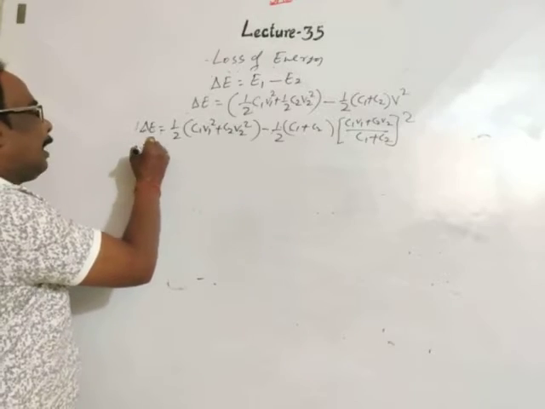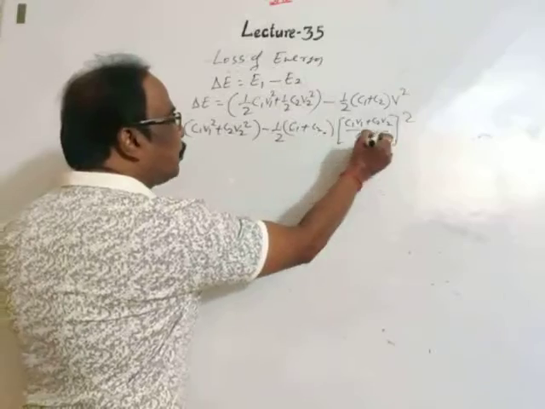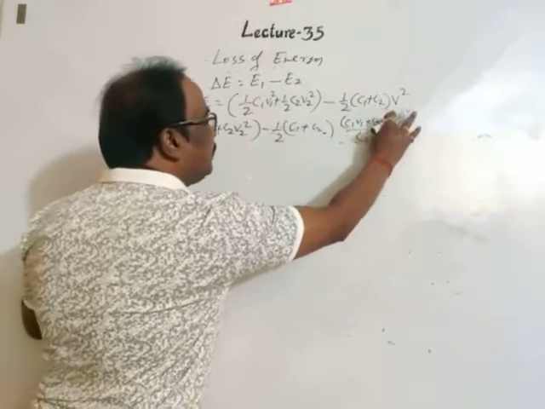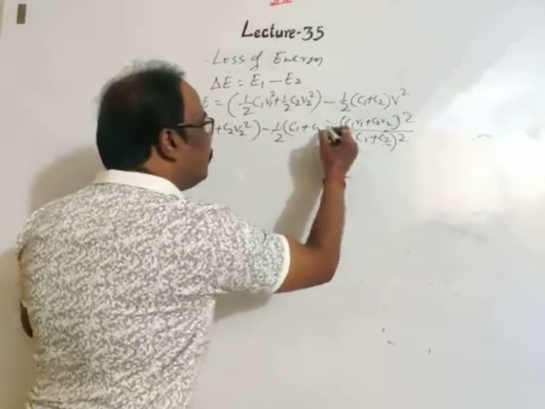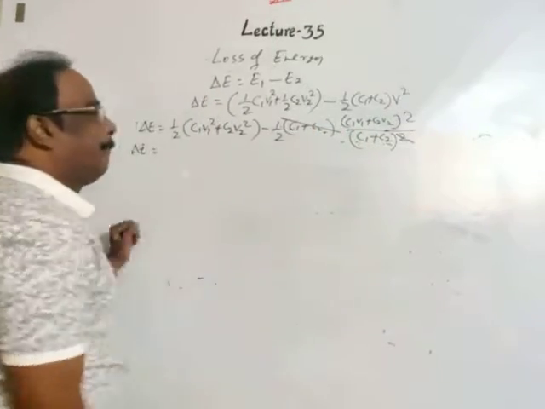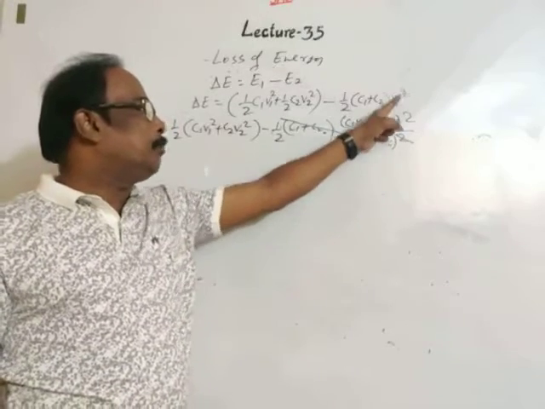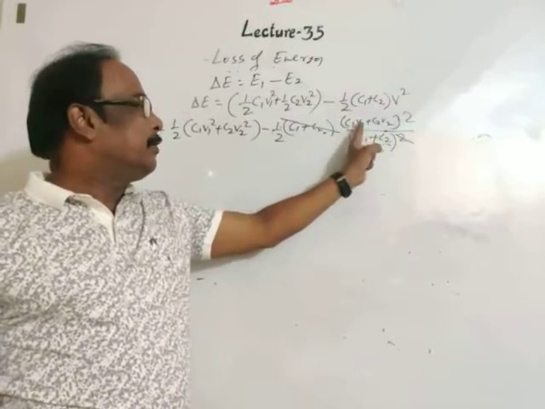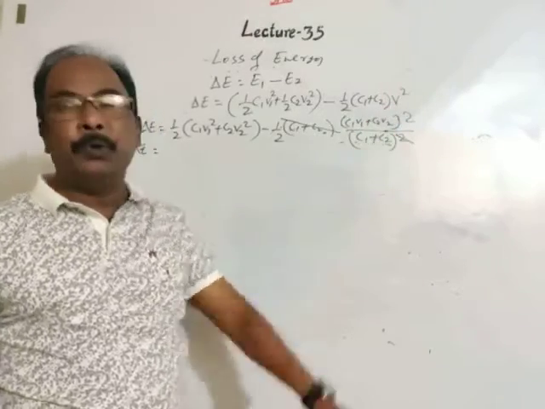Okay. Delta E is equal to C, this is C1 plus C2, this is (C1 + C2) whole square. In one step we will do it: whole square divided by (C1 + C2) whole square. So this cancels square. V is (C1V1 + C2V2) by (C1 + C2). V square means (C1V1 + C2V2) whole square divided by (C1 + C2) whole square.